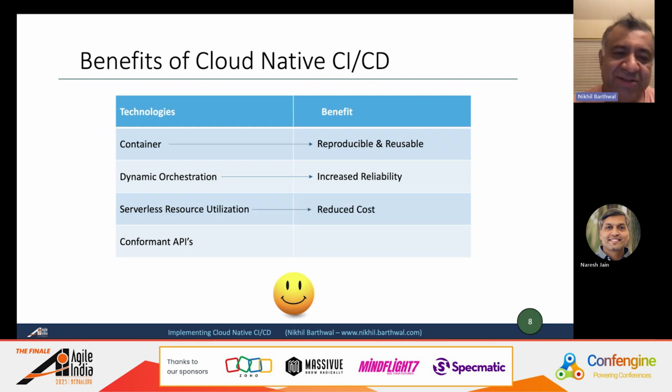Serverless resource utilization. Serverless model, pay as you go, reduced cost. We already talked about that. So how do we not incur a lot of costs in CI/CD? Conformant API. When you have consistent APIs, what it gives you is portability, right? Organizations are often multi-cloud, hybrid, running part of their application on-prem, part of them on cloud. So you really want some kind of portability, right? I don't want to be adapted to different environments all the time.